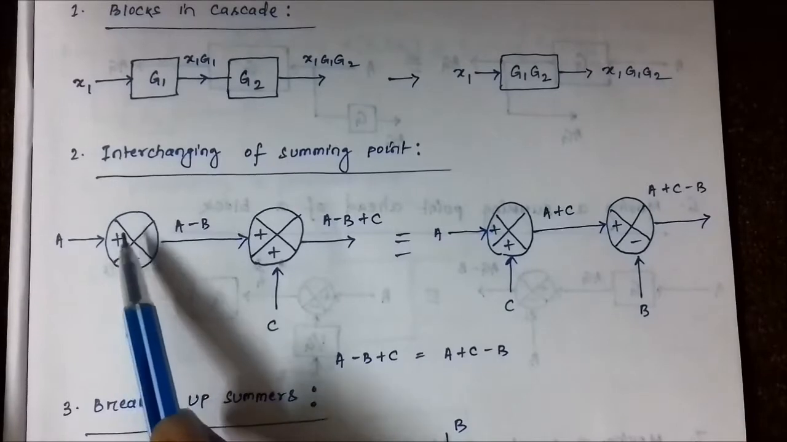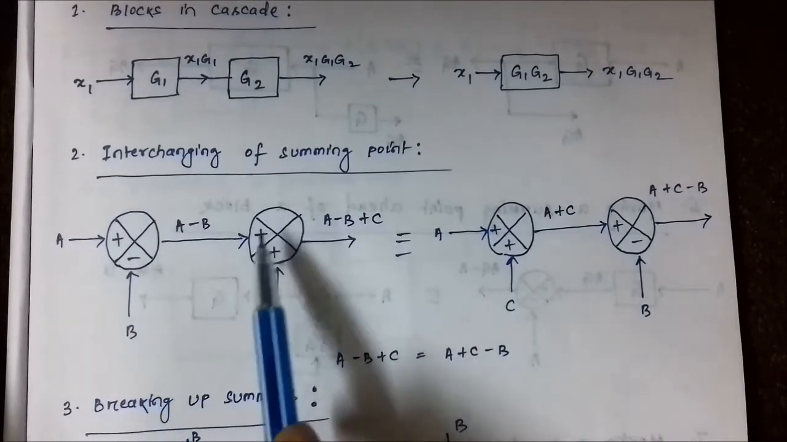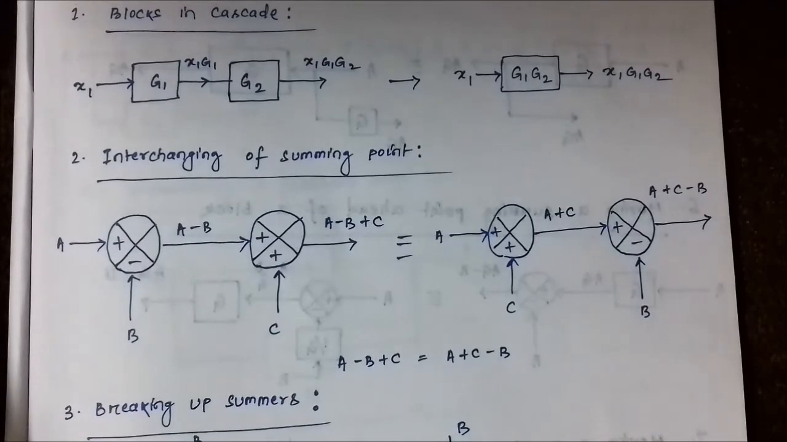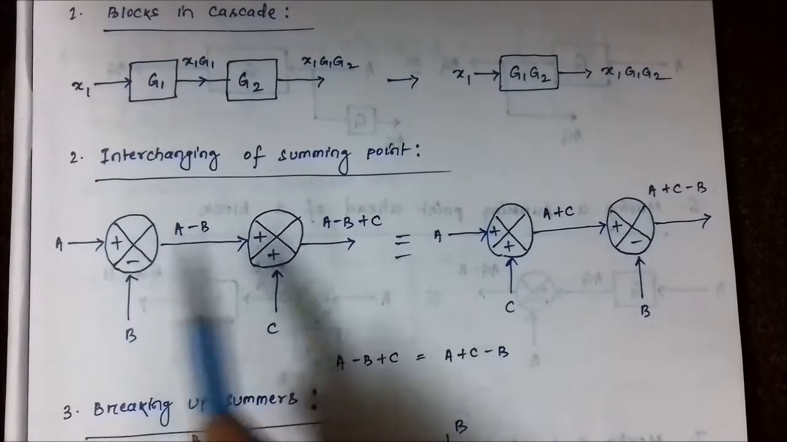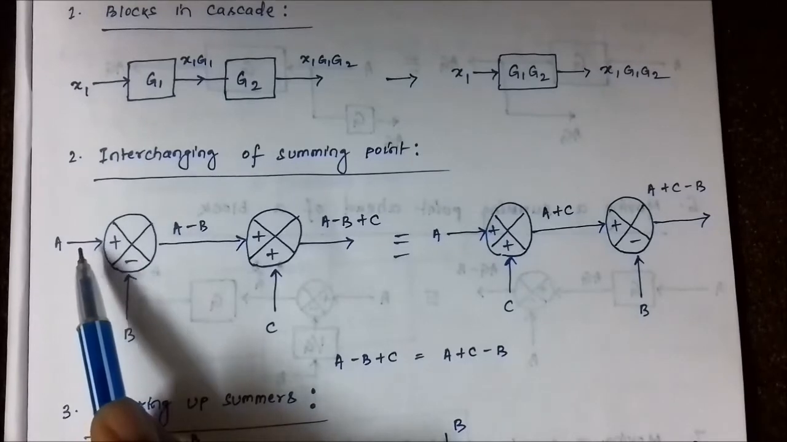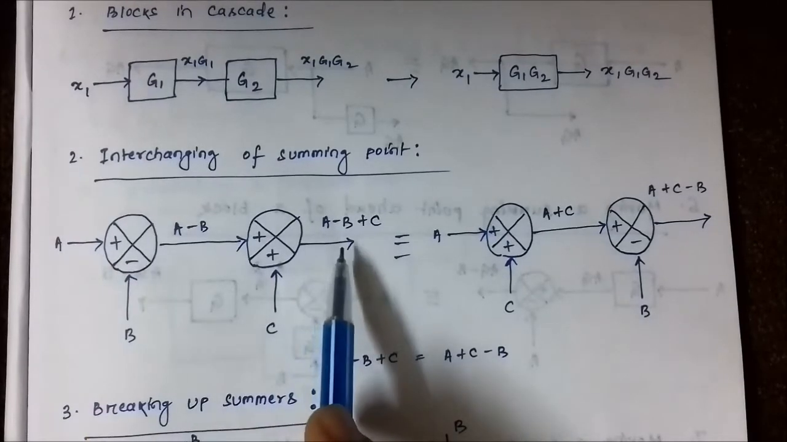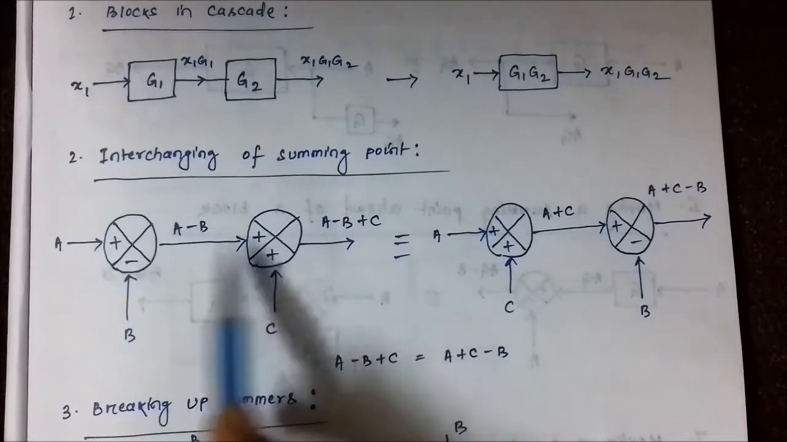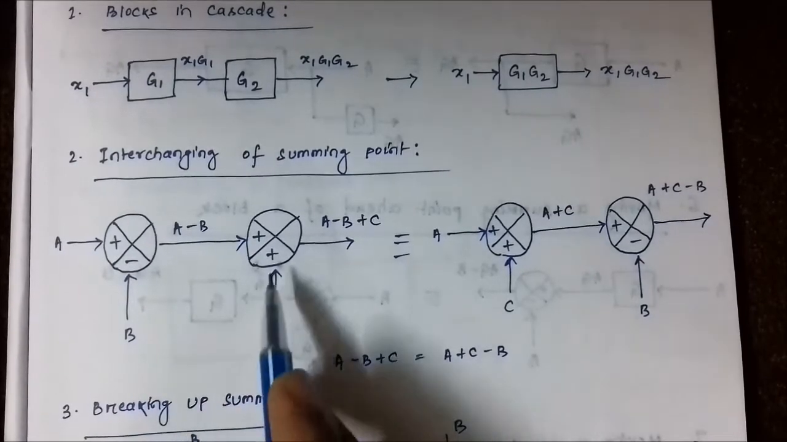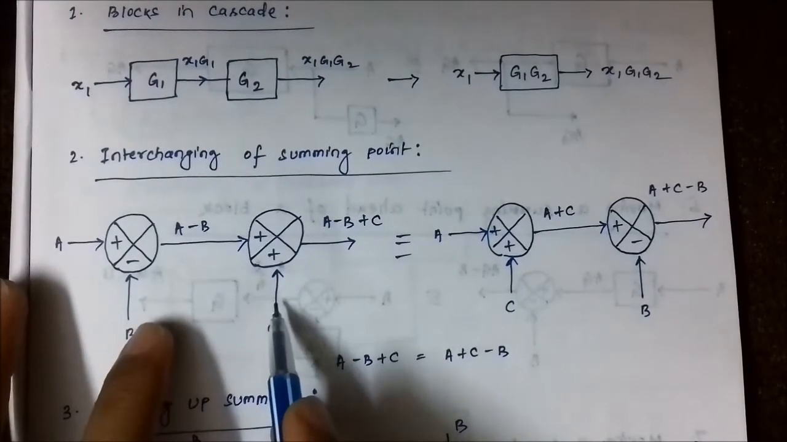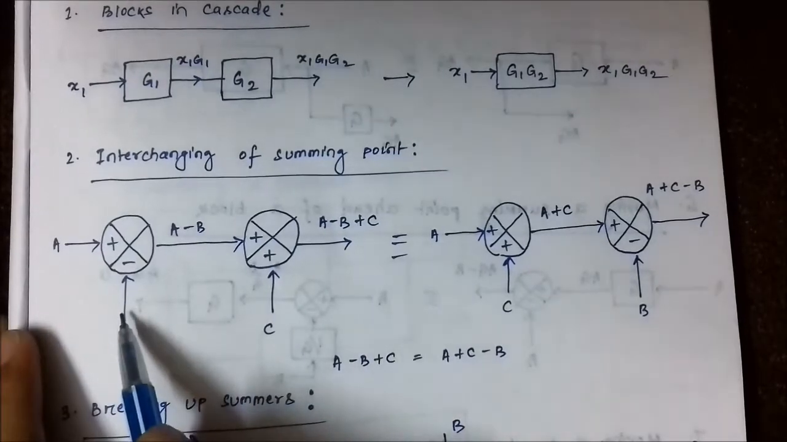One of the summers has a positive and negative sign, and the other summer has both positive signs. Now the trick here is that whenever you interchange the position of the summers, you do not change the position of the input and the output. They stay where they are. You just change the position of the vertical input. I call it that way. You just change the position of the vertical input.